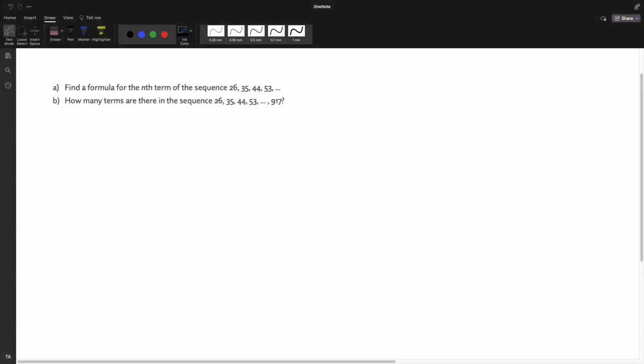So before we jump straight into answering this question, I'm going to first explain the formula that you may have seen for arithmetic sequences and how we can generalize that and then use that formula to answer these questions. So if you've looked at arithmetic sequences already, you may have come across this formula, which basically says that to find the nth term of an arithmetic sequence, we have a plus, in brackets, n minus 1 multiplied by d.